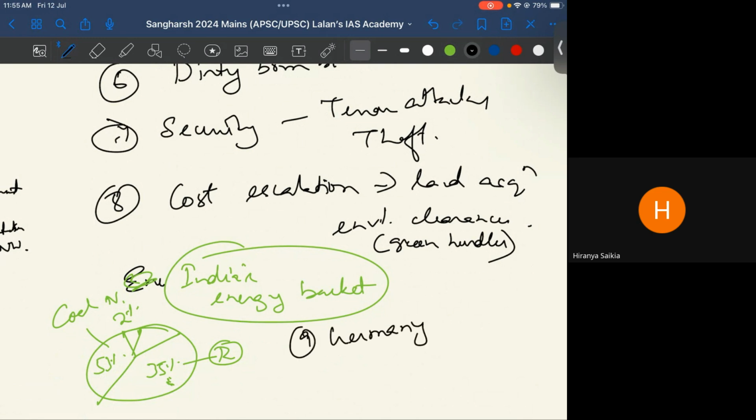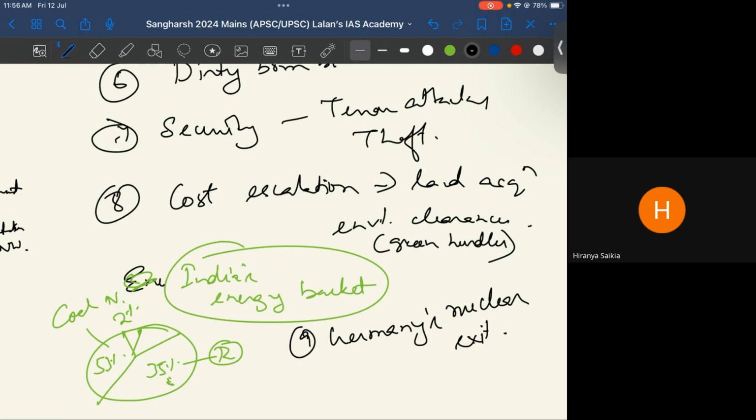Germany's nuclear exit. Have you heard about it? Germany wants to get rid of nuclear energy as a source of energy. In 2023 they took the decision to end the process, and they are slowly phasing out.